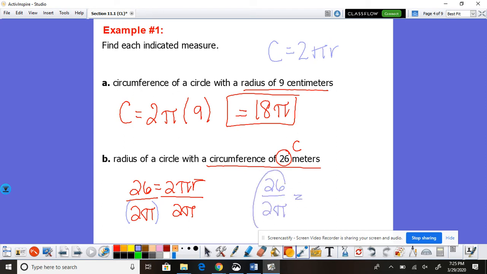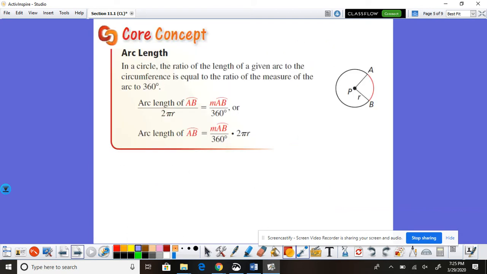So 26 over 2 pi, kind of ran out of room over there. You can reduce this. This is just 13 over pi. And then once again, if you want, you can put that in your calculator and get a decimal. Hopefully these are review for you guys and not too difficult. All right, let's go to our next example.